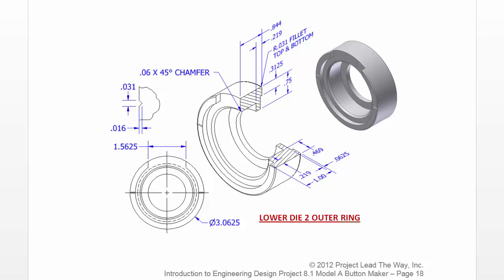In this tutorial, I am going to create the lower die 2 outer ring for the button maker project for Project Lead the Way's Intro to Engineering class. I feel like this one looks more complicated than it is. What you see here are section views of the part in two different locations.